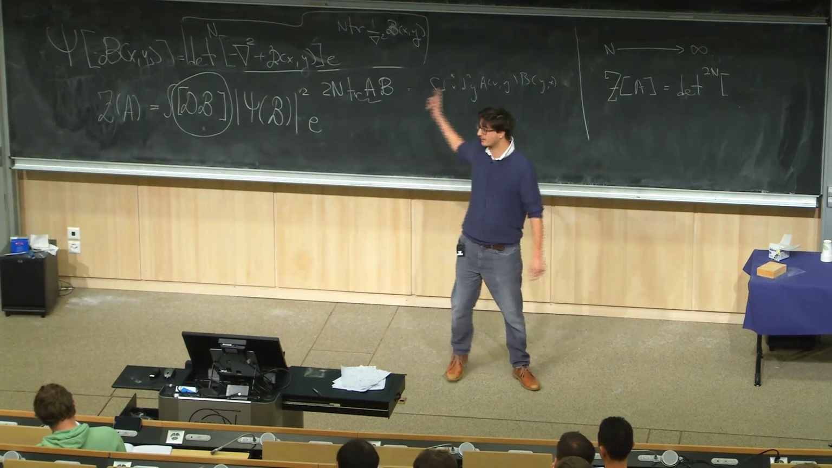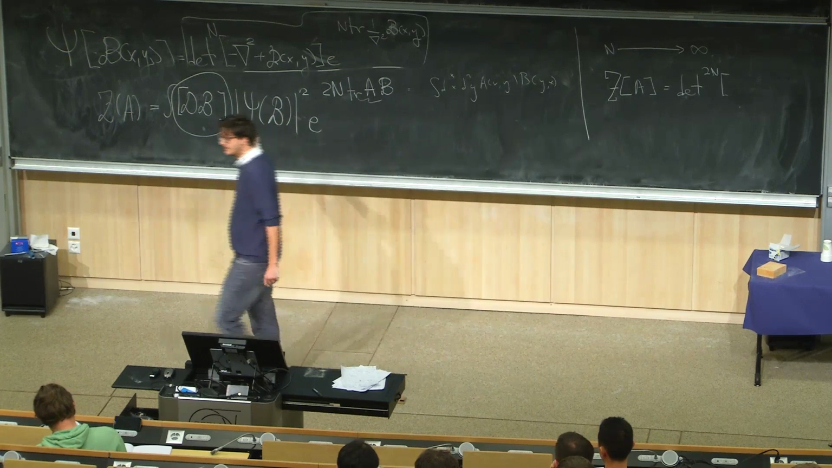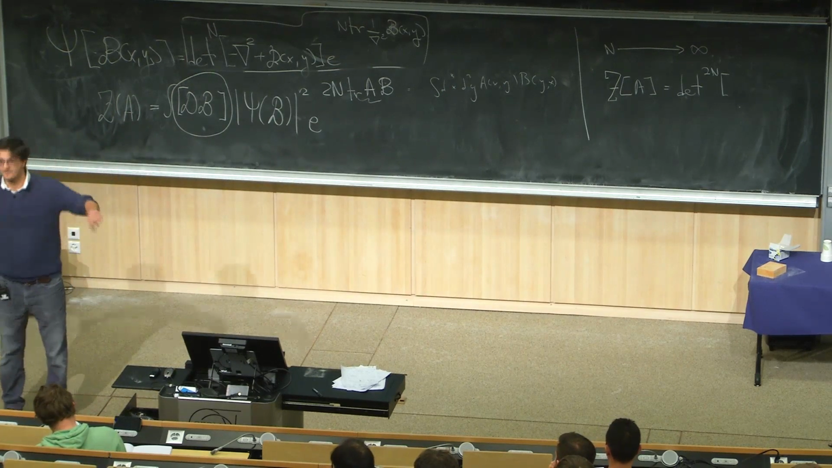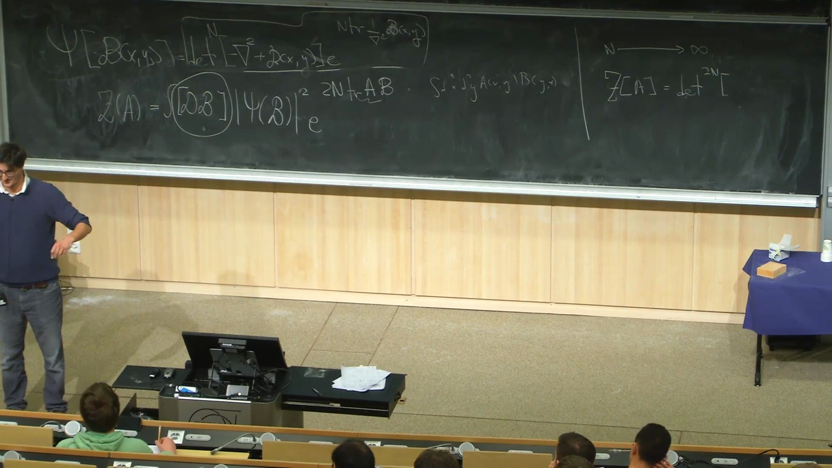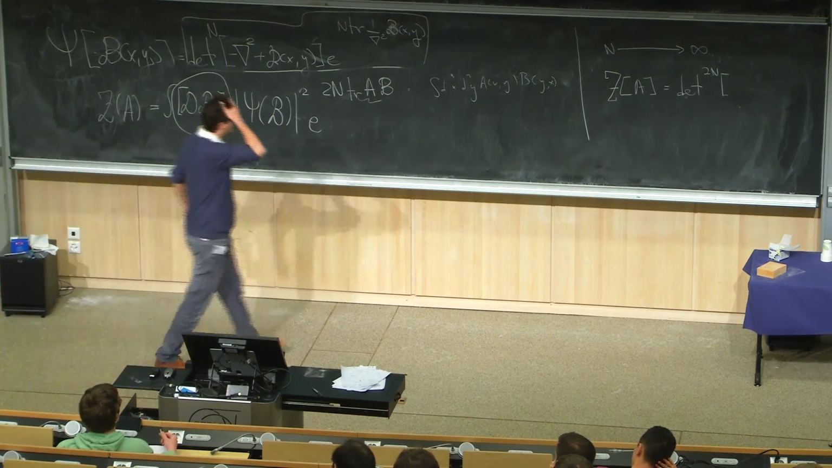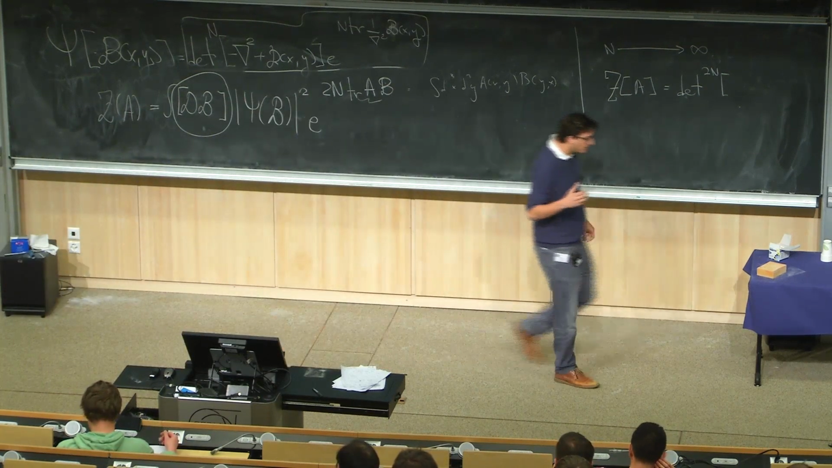So let's do the saddle point approximation. You see, if I had n particles in my system, then the measure would depend on n. That's what happens in your example. Okay, very good.